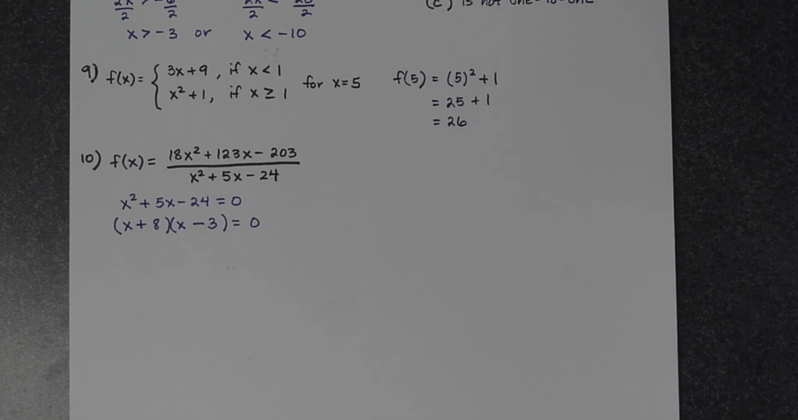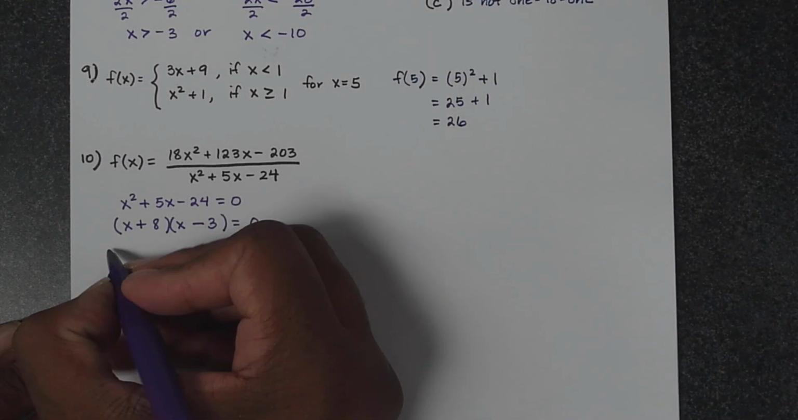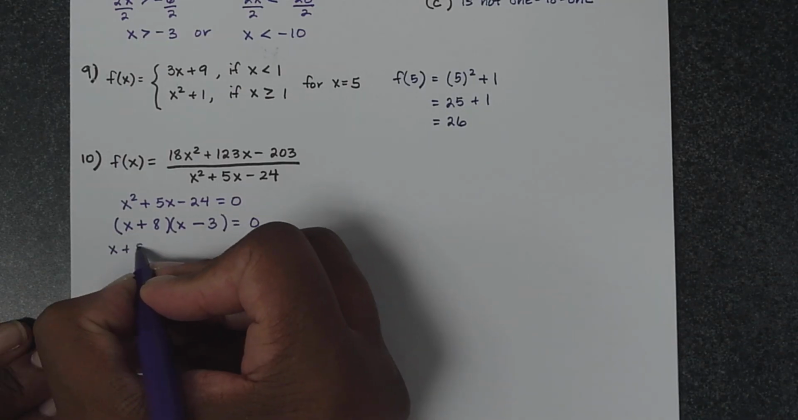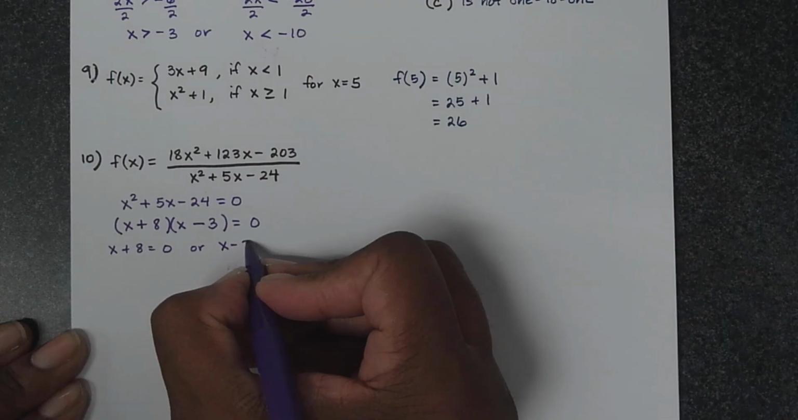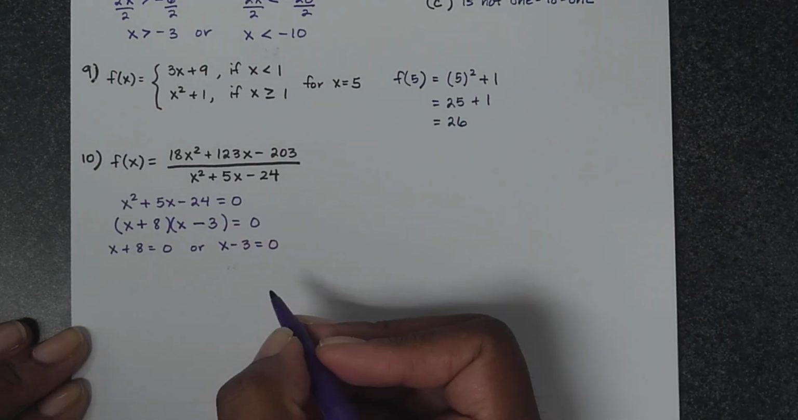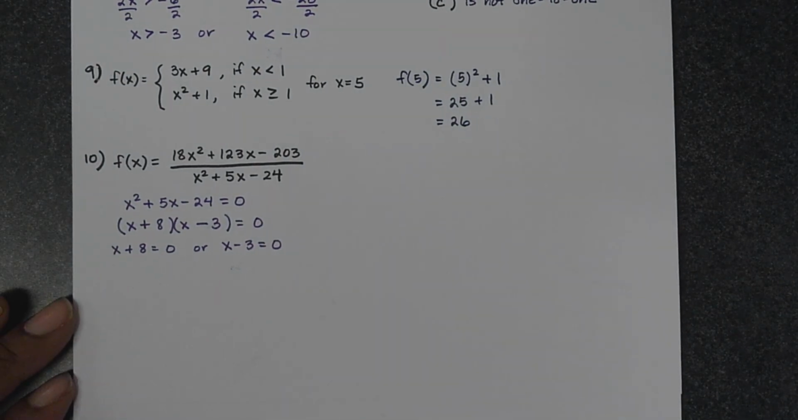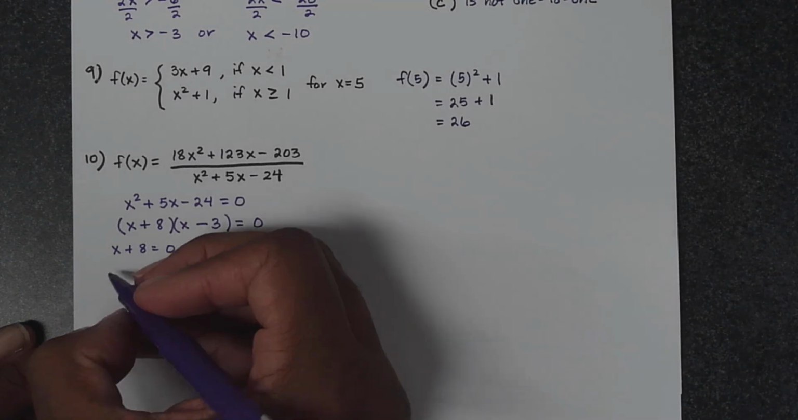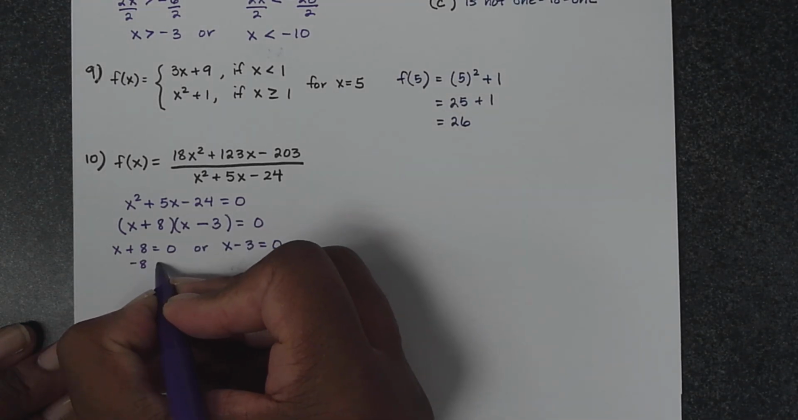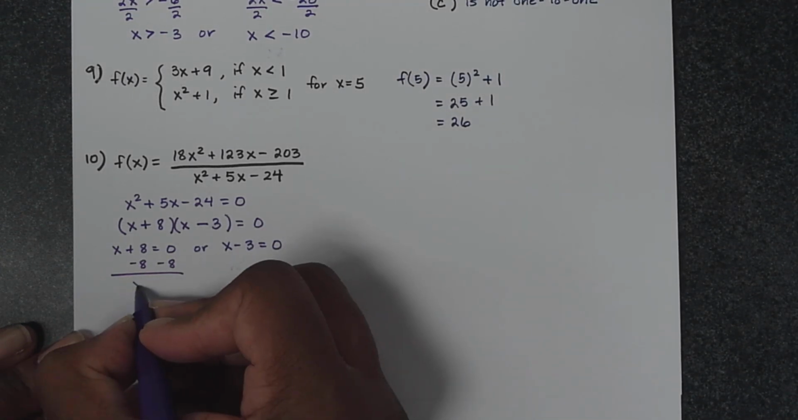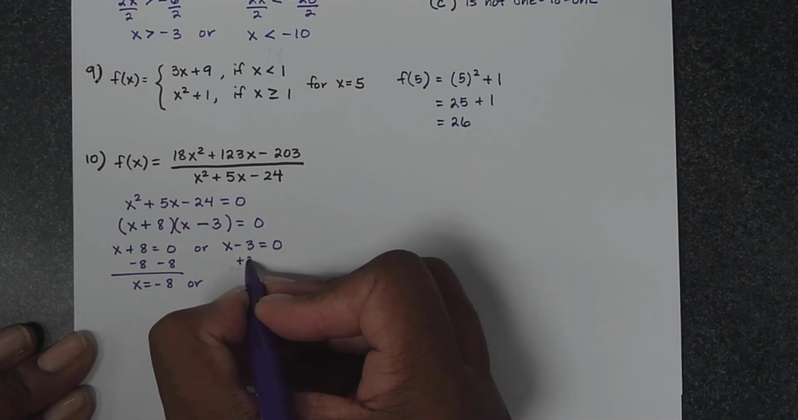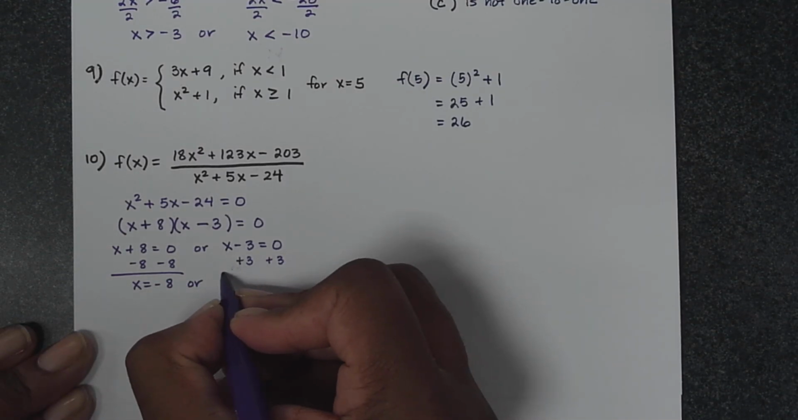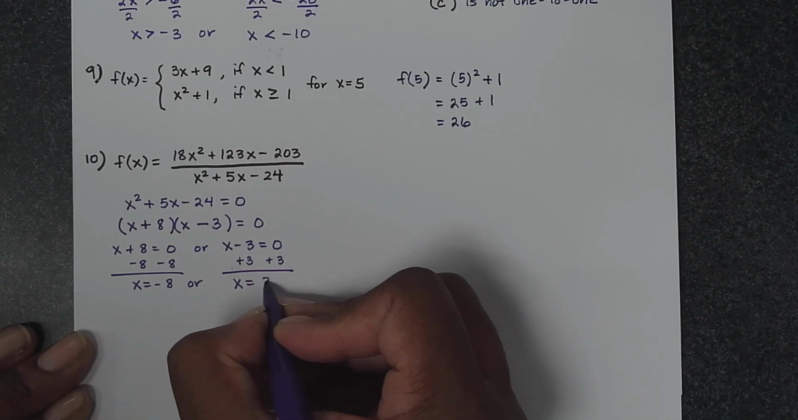And then we set each binomial factor equal to 0. So that means I'm going to have x plus 8 is equal to 0, or x minus 3 equal to 0. And then for each equation, we're going to solve for x. For the x plus 8 equal to 0, that means x is equal to negative 8. Or for the x minus 3 is equal to 0, that means x is equal to 3.